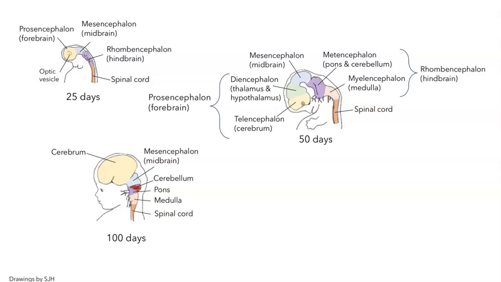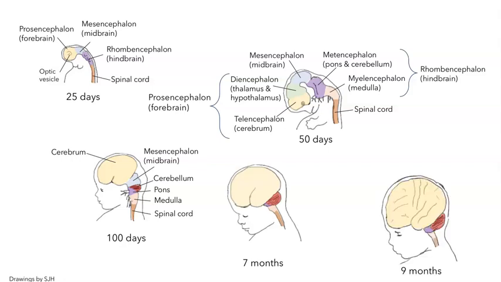And as development continues then, the cerebrum will continue to grow, it continues to get more wrinkled, so that at the time of birth, the brain is recognizable compared to an adult brain. We have the cerebrum, the cerebellum, the pons, the medulla, and the spinal cord evident. So there's a lot of terminology here, and I think it's helpful to remember these early events in development when you're studying brain anatomy.